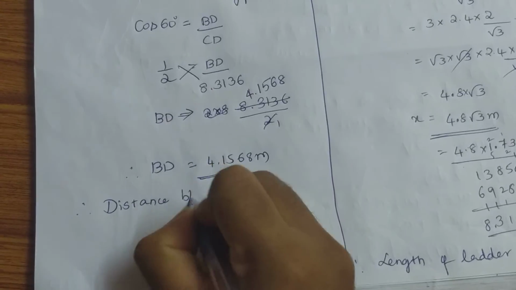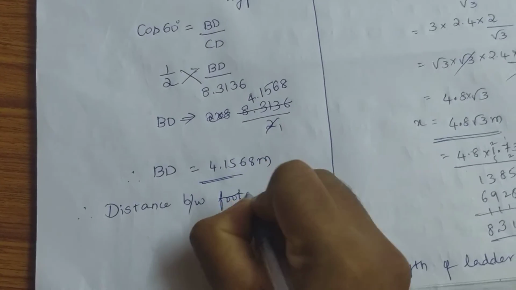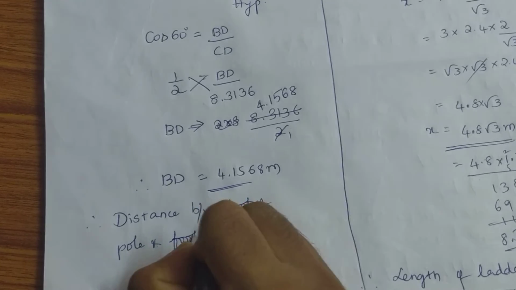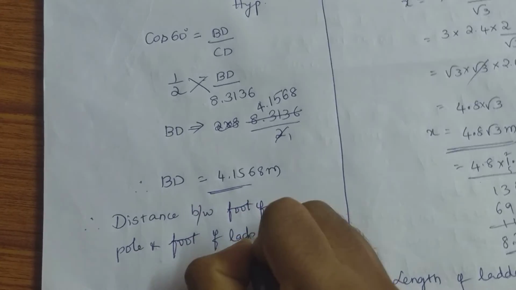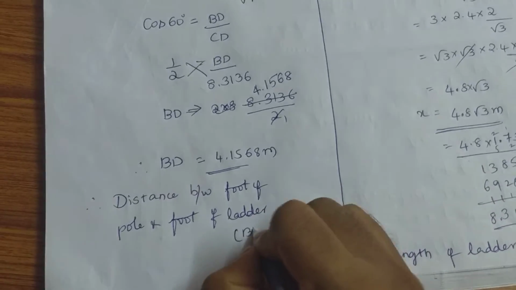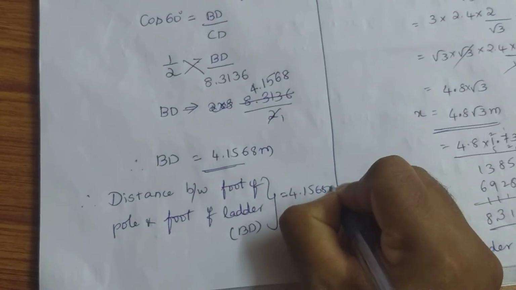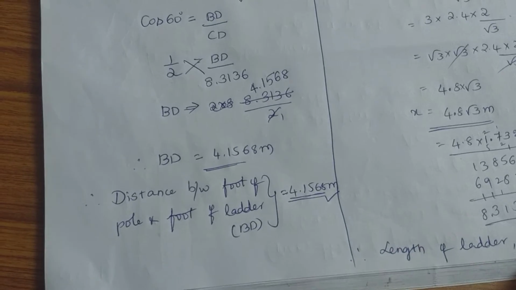Therefore, distance between foot of pole and foot of ladder. Write in brackets BD equals 4.1568 meters. So this is the solution for question number 7.